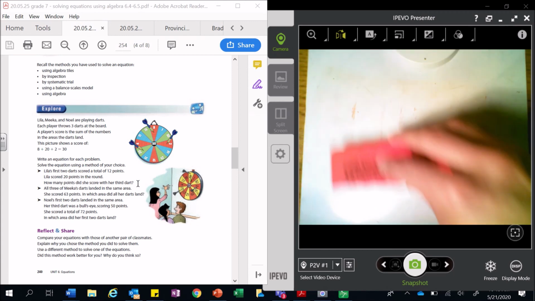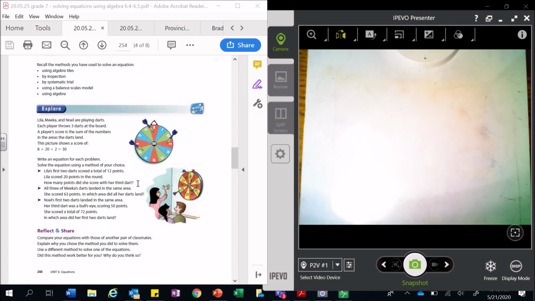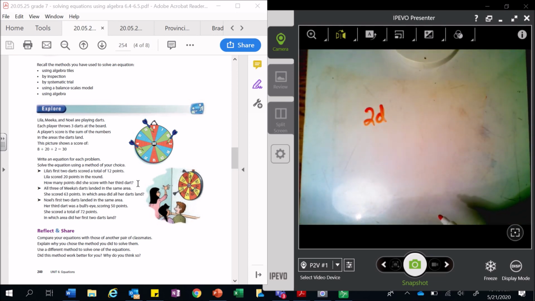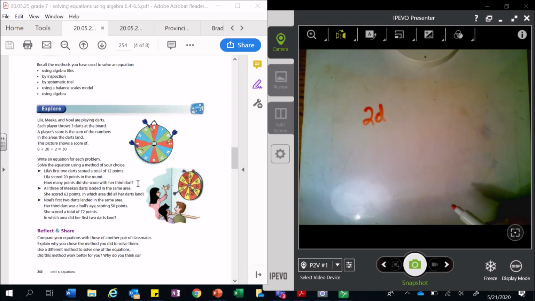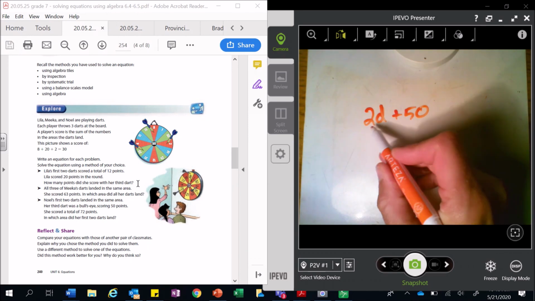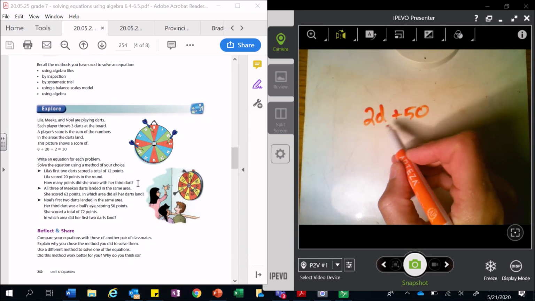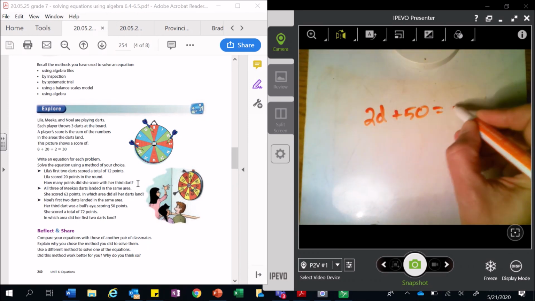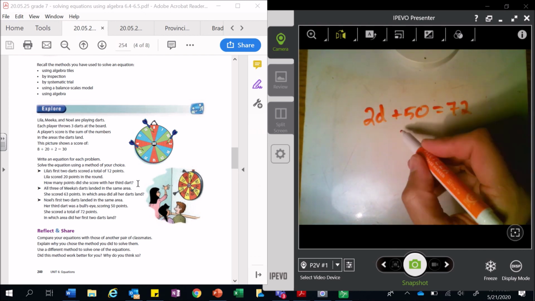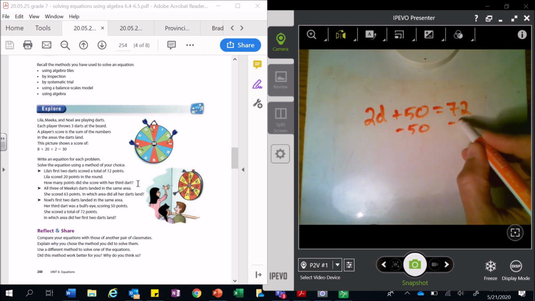All right. Noel's first two darts landed in the same area. So those are identical darts. Her third dart was a bullseye scoring 50 points. So we had two that I don't know how much they were, plus 50 points for a total of 72. Well, let's get that D on its own. First, let's get rid of these. Those are the easy ones to get rid of.